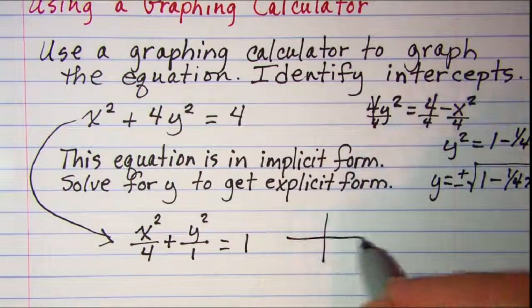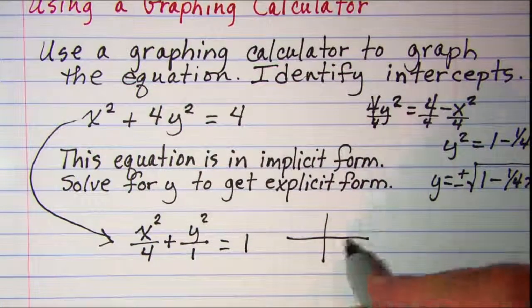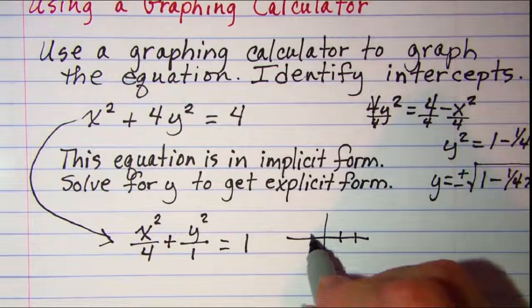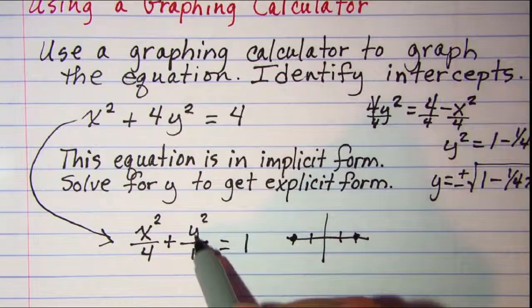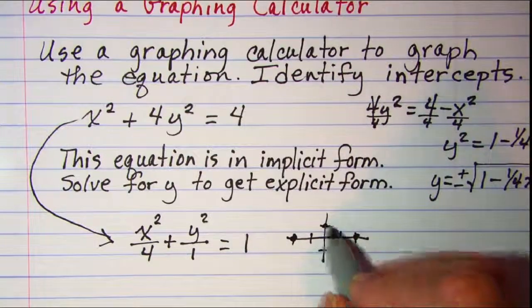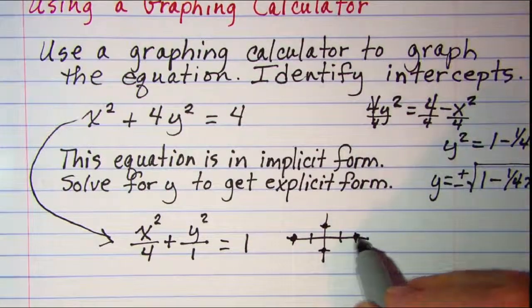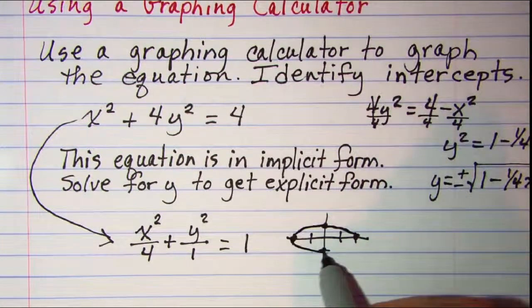vertex for x at plus or minus 2 and vertex for y at plus or minus 1. These are major vertices and then minor vertices. So this is the graph of our ellipse.